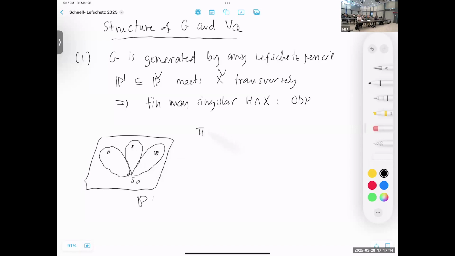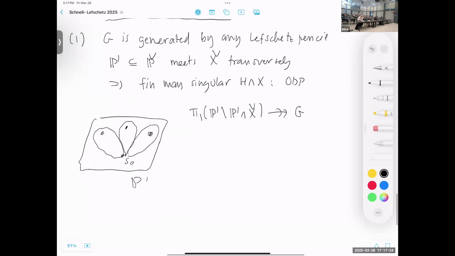Right, so the statement is that Pi1 of P1 minus P1 intersected X check maps onto the fundamental group G. Then at each of those singular points where I have this unique ODP, of course, I have a vanishing sphere. In the nearby fibers, there's an S^(n-1) that shrinks down to the singularity in the singular fiber. Those vanishing spheres generate some cohomology classes. I can transport them back to the cohomology of this S0, and there they actually generate the vanishing cohomology.